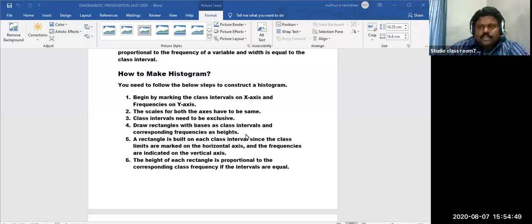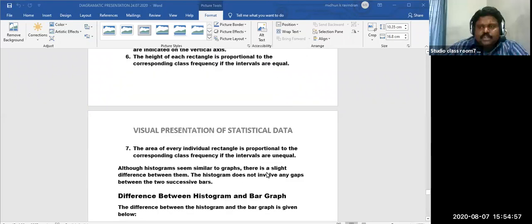Next one, the area of every individual rectangle is proportional to the corresponding class frequency if the intervals are unequal. Clear or not? If an unequal distribution is there, you can easily find the area by observing the heights and the widths of the individual bars. That's the speciality of a histogram.